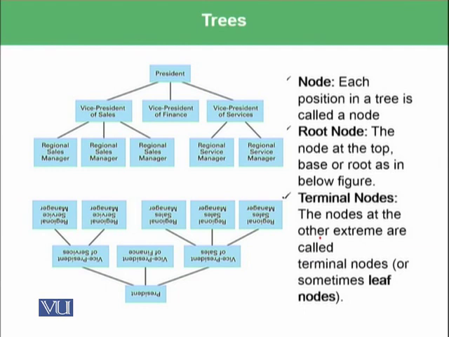One is called a node. Each position in a tree is called a node. So all of the rectangular shapes in this picture are nodes. One of the nodes is president, another is vice president of sales, vice president of finance, vice president of services, and so on. And what is the root node? The root node is the node at the top, the base or root as in the below figure. In trees, when we conceptualize, we say the node at the top is the root node.